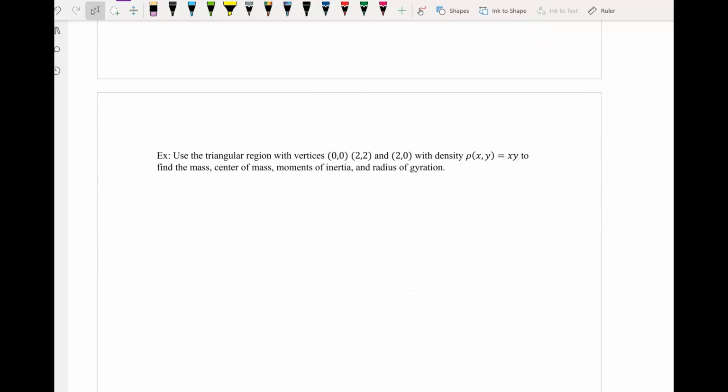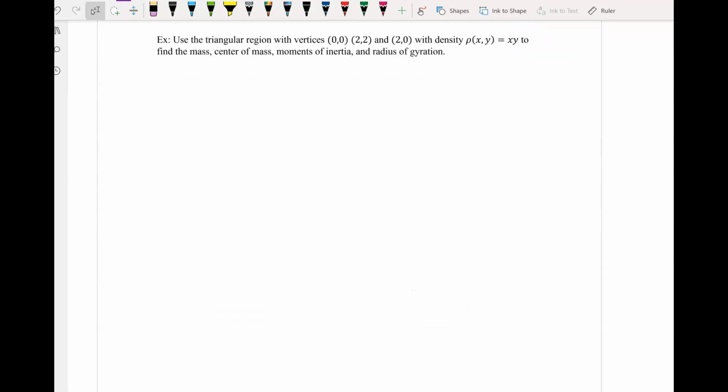We've been doing a lot of integrals already, so we're going to go a little faster here. Let's use the triangular region with vertices (0,0), (2,2), and (2,0) with density rho(x,y) equals xy to find the mass, center of mass, moments of inertia, and radius of gyration. Let's start with the mass, which is super easy, and something I hope you really know. The mass is the double integral over the region of rho(x,y) dA.